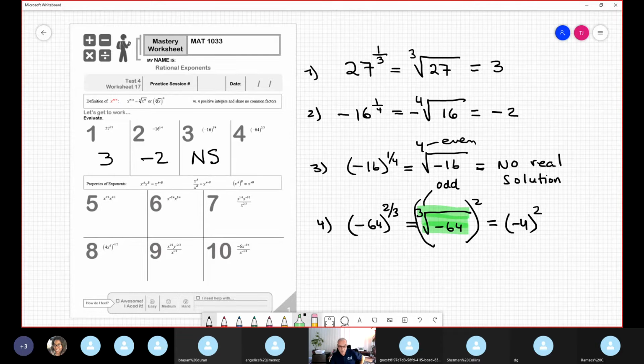And now square. Square is 16. Okay? 16 positive, regardless that it's negative, because you know that a negative number when you square becomes positive. The answer is 16. Any questions, guys? Everyone follow me? Sure? Yes. Okay, super.